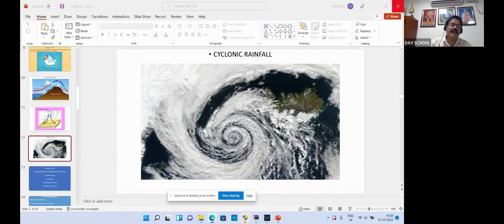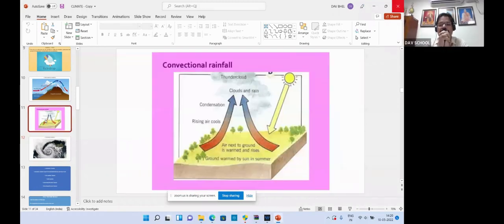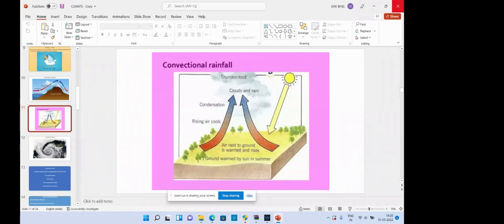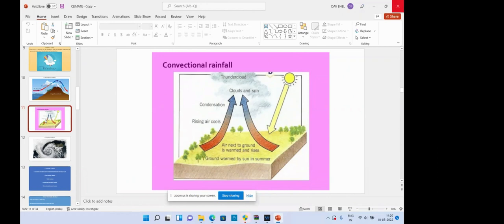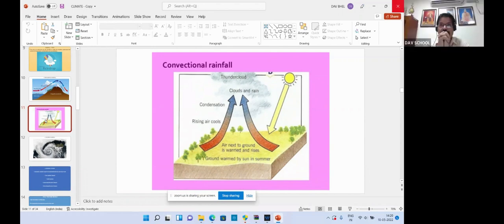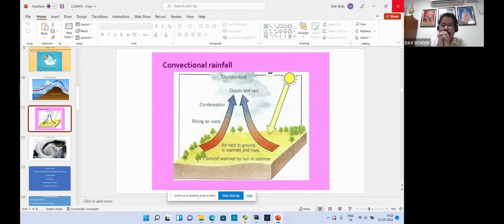Yes, sir. What is another type of rainfall? Convectional rainfall. What is this convectional rainfall? Only for a short time, around 4 to 5, it will fall. Actually, this convectional rainfall occurs in the afternoon, mainly due to high temperature. You know, the earth's surface gets heated up, and this heated surface will in turn heat the atmosphere. So the air gets heated up and starts rising up. When the air is rising up, we find a vertical upward movement of air. That is what we call a convectional air current. Vertical upward movement of air, we call convectional air current.